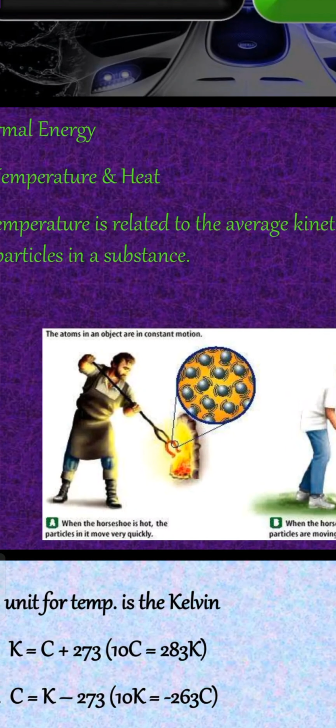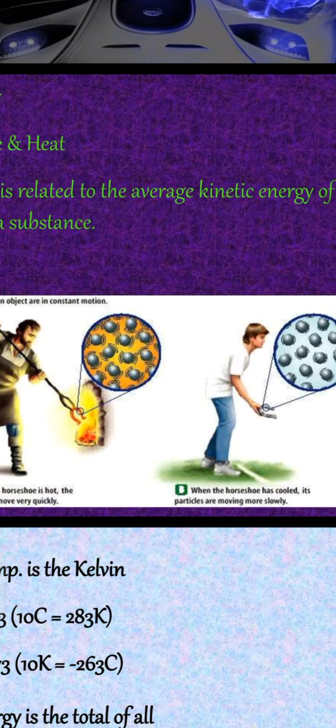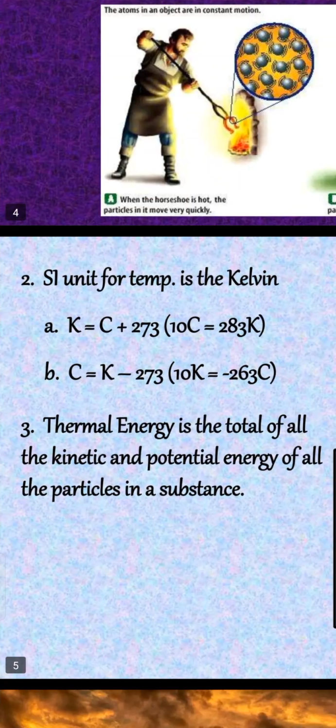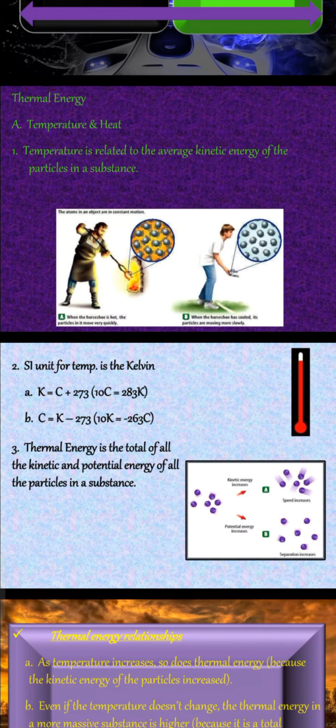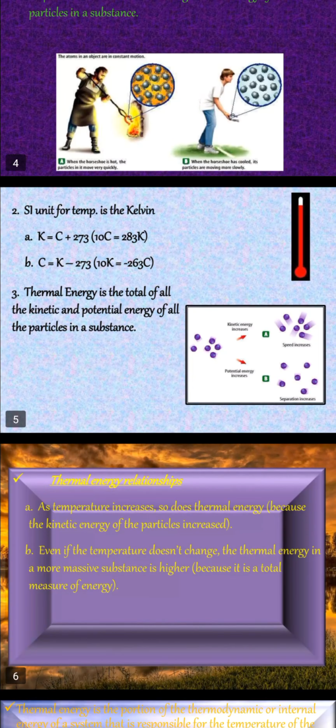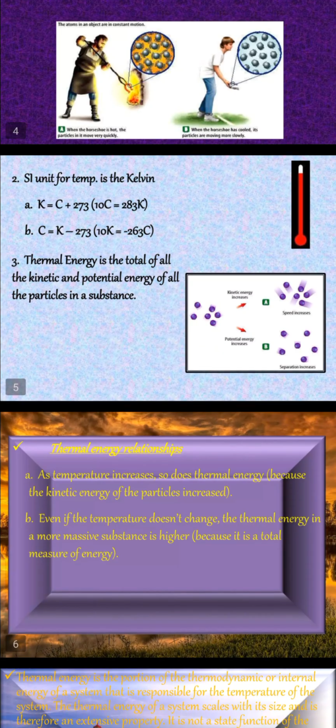In this diagram we are discussing how the atoms in an object are in constant motion. Some heat is generated from the thermal energy. This is the unit for the temperature: K equals C plus 273. This is the equation. The thermal energy is the total of all kinetic and potential energy of hot particles in a substance. Thermal energy relationships.